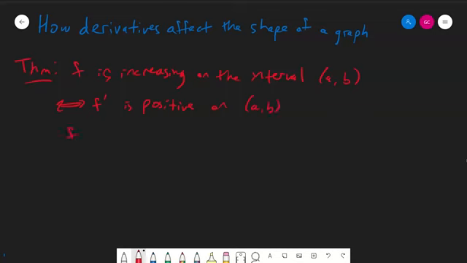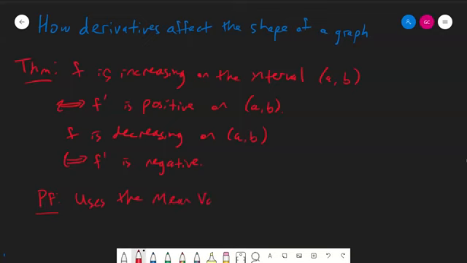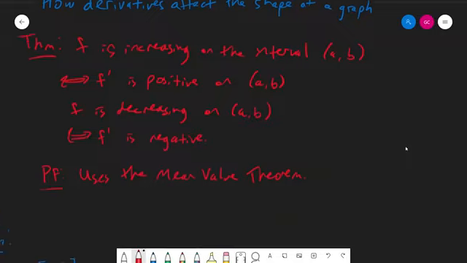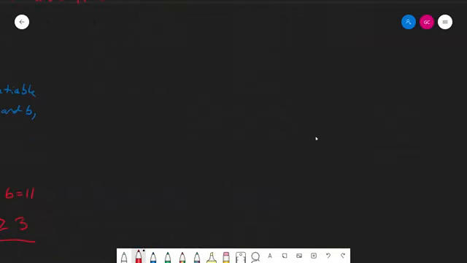And similarly, f is decreasing on this interval if and only if f prime is negative. I'm not going to go through the proof in this lecture. Let me just say that it uses the mean value theorem. Let's just jump right to looking at an example of how to use this. Okay, so let's take an example.